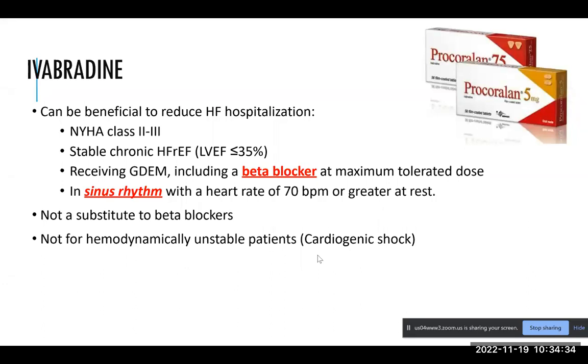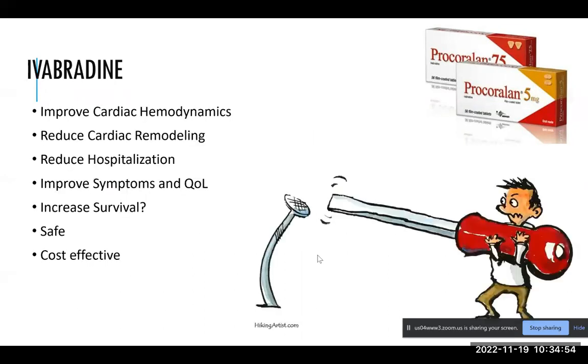Note that it's not a substitute for beta blockers. So if your blood pressure does not allow it, and you don't want to use your beta blocker, because this is not a substitute. It's not for hemodynamically unstable patients like cardiogenic shock. So ivabradine generally improves hemodynamics. It reduces the cardiac remodeling and reduces hospitalization. Definitely, it improves symptoms and quality of life.